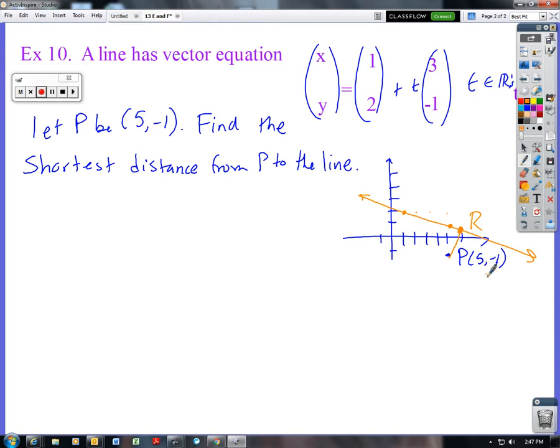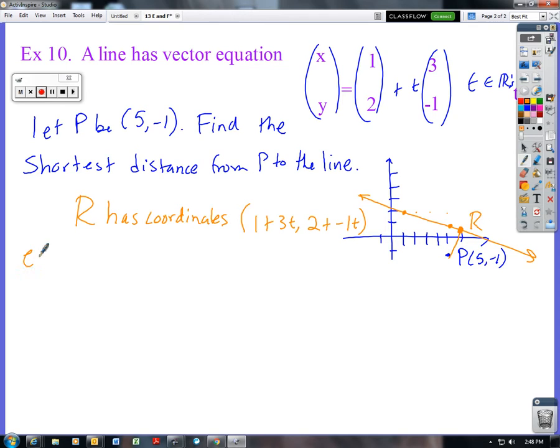So R will have coordinates from the vector equation. The x will be 1 plus 3t, and the y will be 2 plus -1t. And then, because we're dealing with vectors, we already have the equation for the orange line in vector equation. Let's come up with a vector equation for the vector PR. Once we have that, we can find the dot product and that'll tell us the time. Once we have the time, we can find R. And once we have R, we can find the shortest distance.